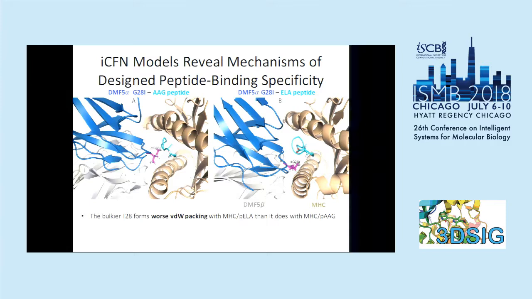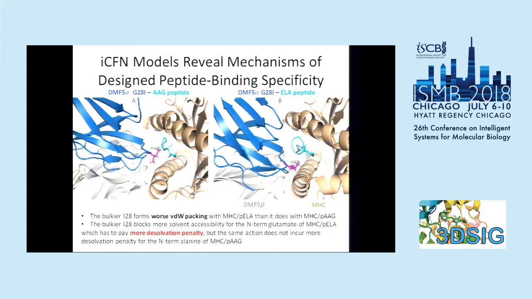So upon mutation, the previous hypothesis, and it's validated in our case, is that the bulkier isoleucine 28 forms worse van der Waals packing with the ELA peptide, but not so much with the AAG. But something else we found was that actually it also suffers from the continuum electrostatics, because as you can see, once these bulkier hydrophobic residues are in place, it actually blocks the solvent accessibility of this glutamic acid. We're actually standing in the solvent and looking into the interface. But here is an alanine, so it doesn't pay more desolvation penalty upon the mutation.